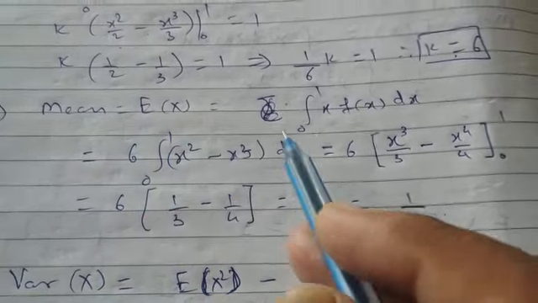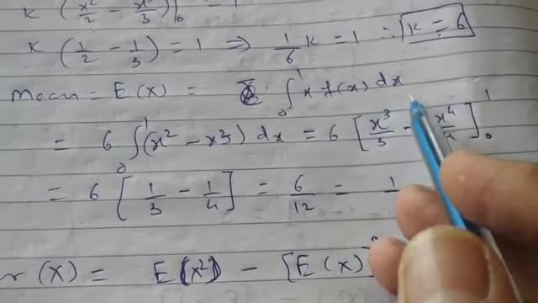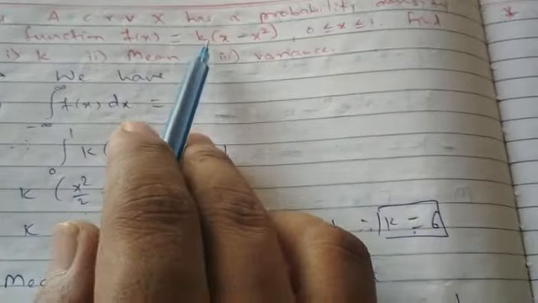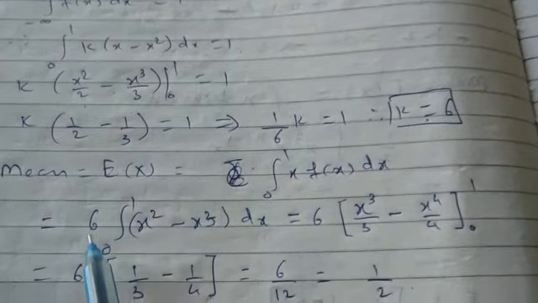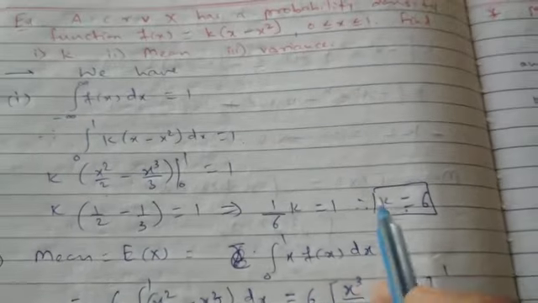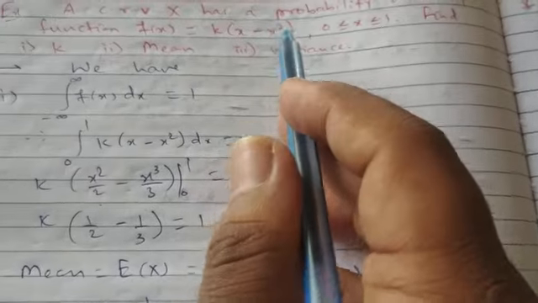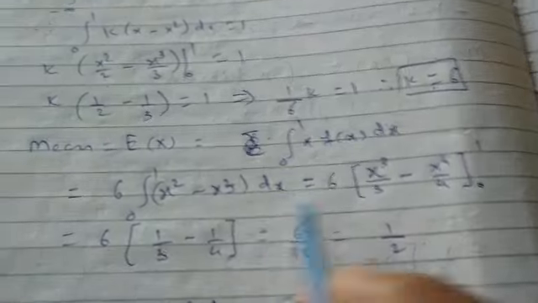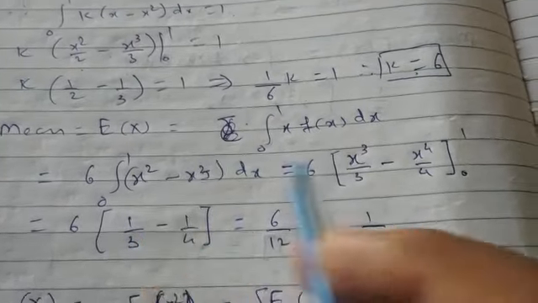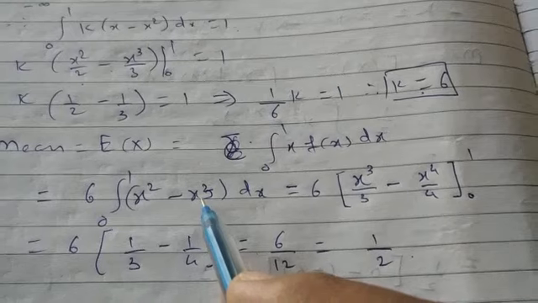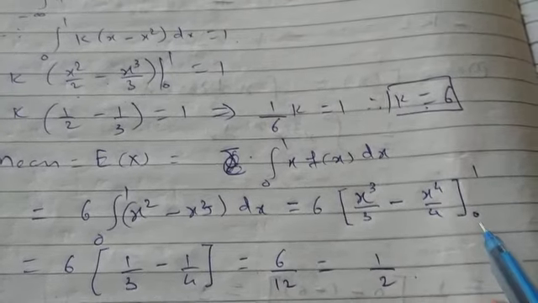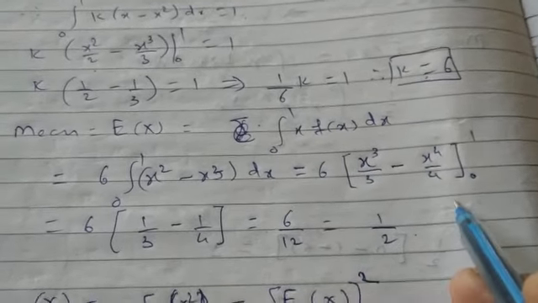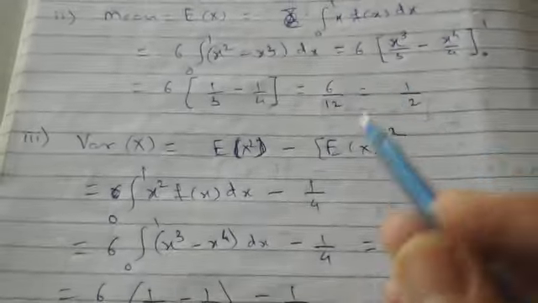So mean equal to E of x, which is integral 0 to 1 x into f of x dx. So here f of x, the value of k is 6, so 6 into x minus x square. We are taking that 6 outside the integration, 0 to 1. So x into f of x, so multiply this f of x by x. So x square minus x cube dx, which is 6 into integration of x square is x cube by 3 minus integration of x cube is x raised to 4 by 4. And limits are from 0 to 1. The lower limit is 0 here. So 6 into 1 by 3 minus 1 by 4, which is 6 by 12, which is 1 by 2.